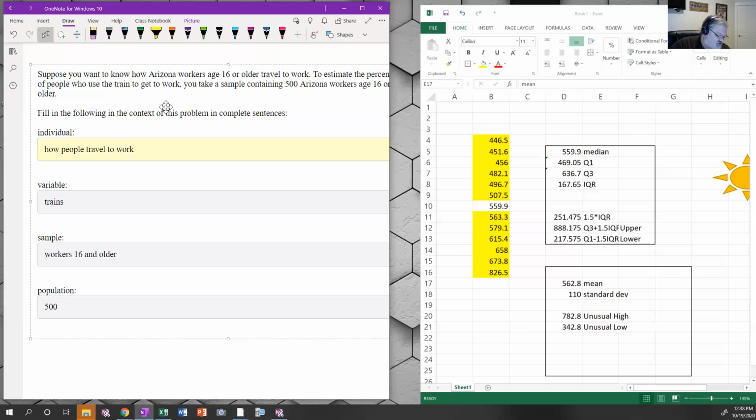Sample, workers 16 or older. For this one, workers 16 or older, that's actually your population. Your sample is those 500 workers that were sampled. You take a sample containing 500 workers. Fair? Population, your population here, always look back at your question statement. What do you want to know? You want to know how Arizona workers age 16 or older travel to work. So what's your population? Arizona workers age 16 or older. Fair?